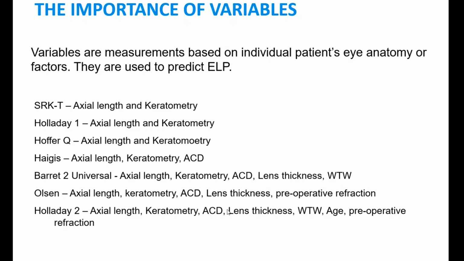Holladay 2 has everything that you see up here, but inclusive of one more factor, which is age of the patient, right? So we can tell why the fourth generation formulas are doing well, because they have a lot more measurements from the patient's eye. So the prediction of effective lens position is going to be much more precise as compared to the third generation formula.